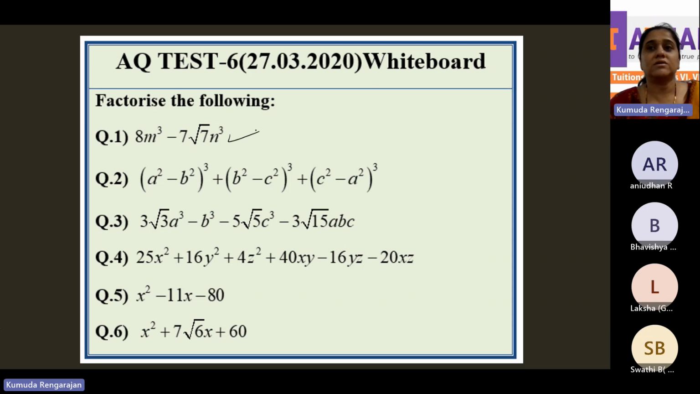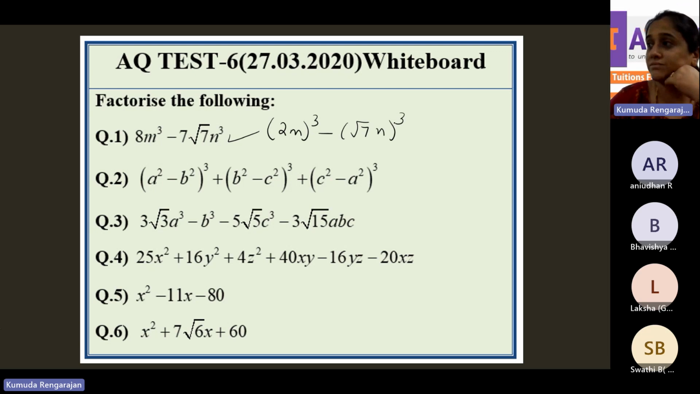The first one is 8m cubed minus 7 root 7 n cubed. Now this should be written in the form 2m the whole cubed minus root 7 n the whole cubed, because we have an identity which goes x cubed minus y cubed is equal to x minus y into x squared plus xy plus y squared.